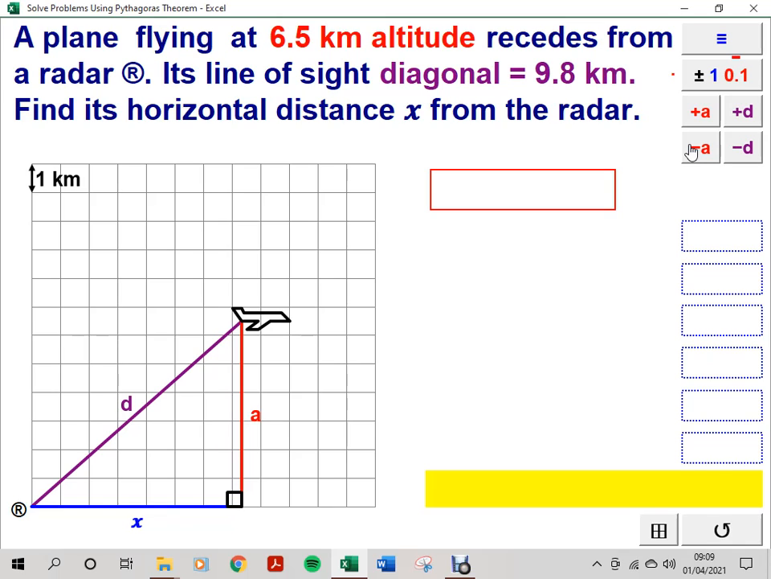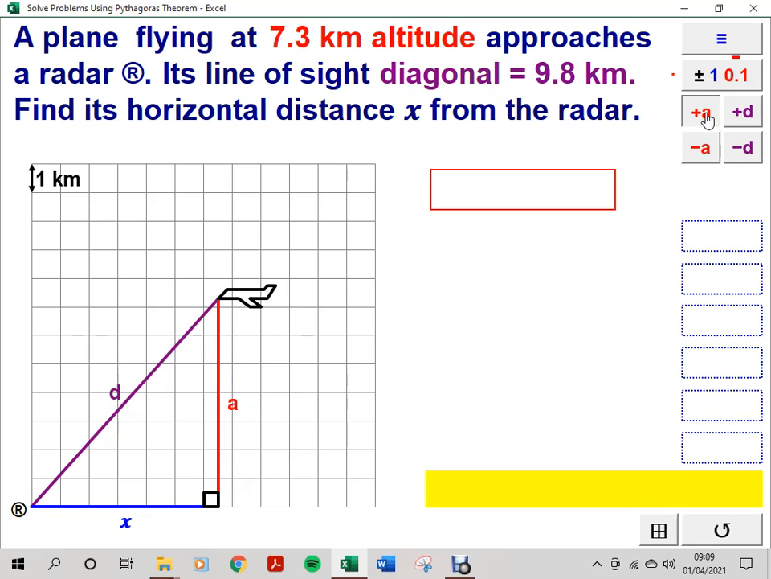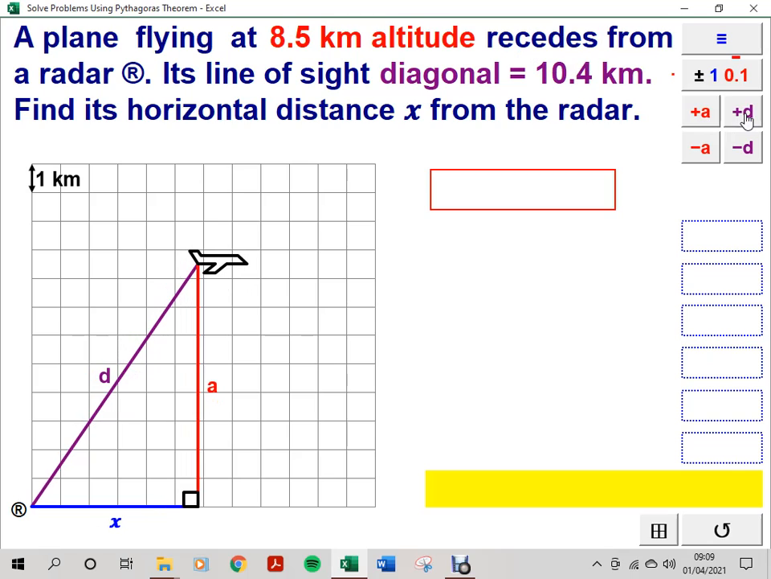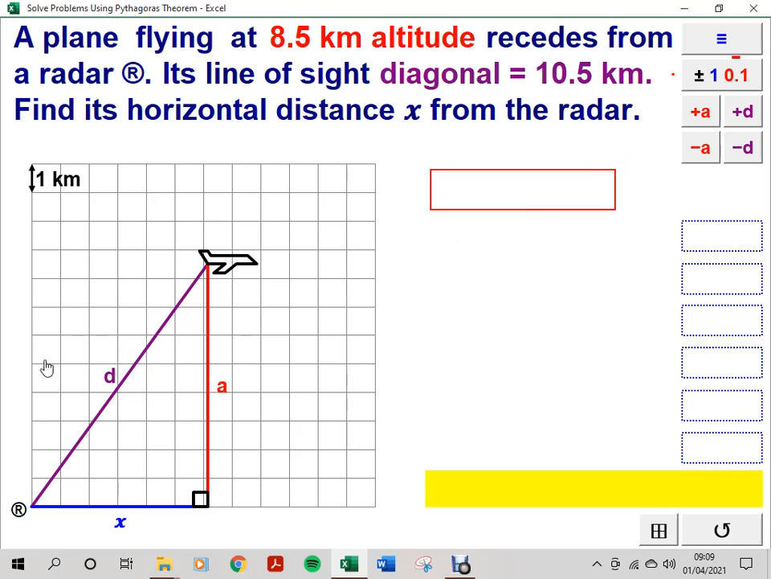We were given starting conditions, but I'm going to create a new scenario with altitude a equals 8.5 and diagonal d equals 10.5. Ask your pupils, can you find the plane's horizontal distance x from the radar by algebraic methods?